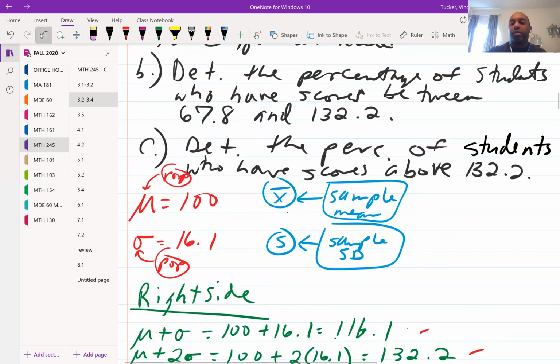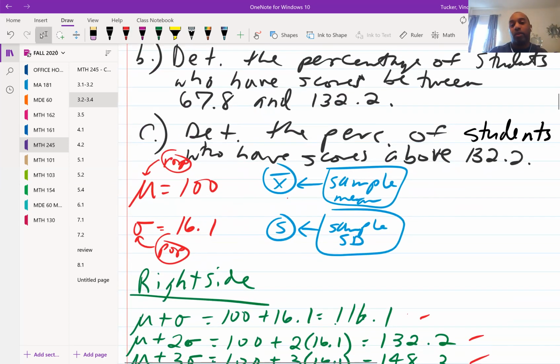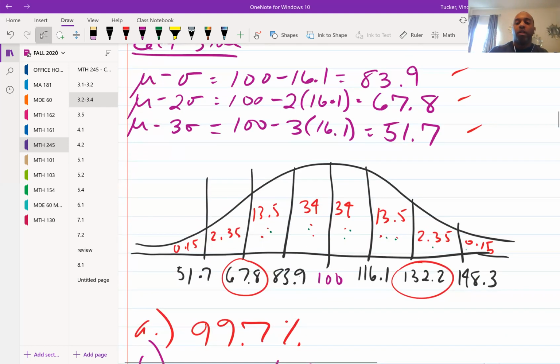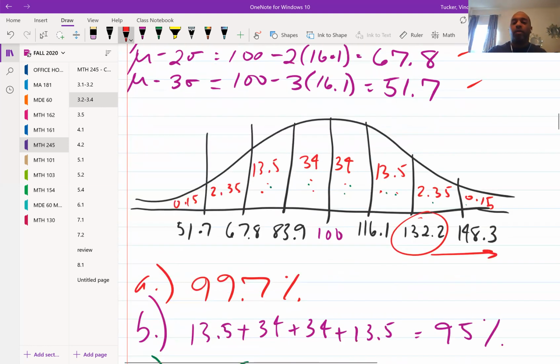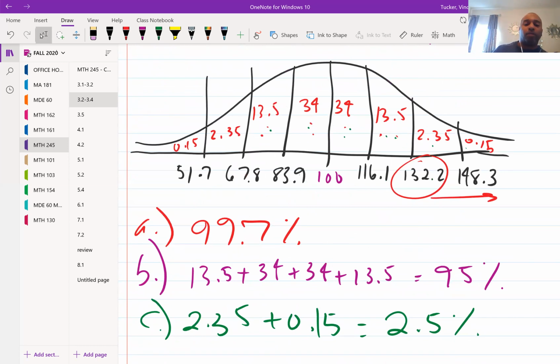Last one, C, determine the percentage of students who have scores better or above 132.2. So you go to the 132.2, which is right here, and you're talking about values that are above it. So you would add up the percentages of 2.35 with the 0.15, and that gives you 2.5%.